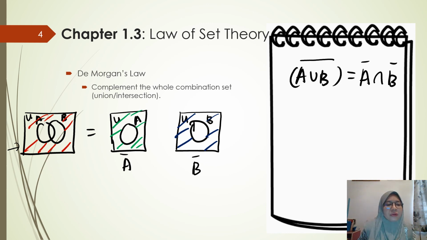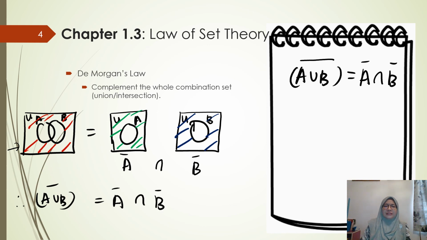Next we look back at the main diagram. Everything is outside of A union B, so here we can put the intersection operation. Therefore, it has been proven that (A union B) complement is equivalent to A complement intersect B complement.